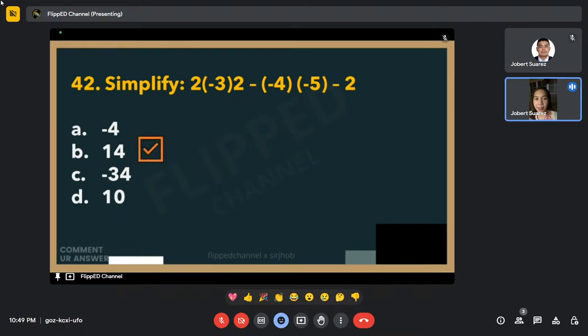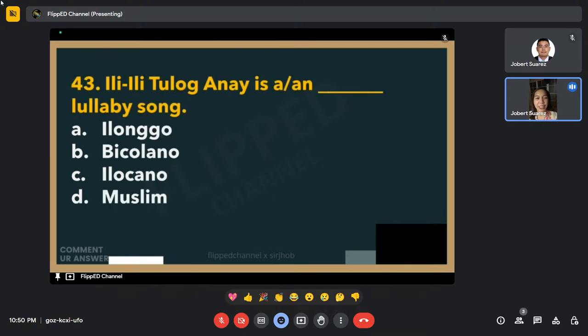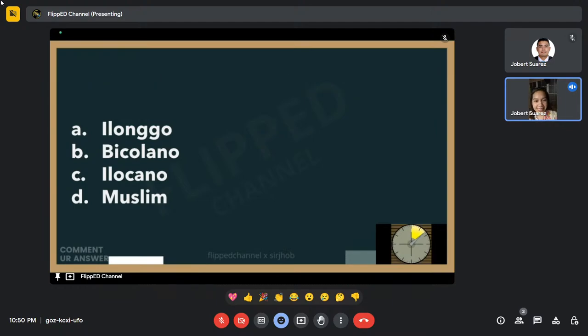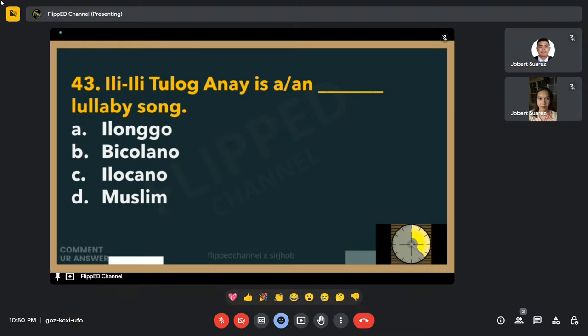Okay, we have to follow PEMDAS here, and the correct answer is letter B, 14. Okay, next, number 43, English. Ili-ili, tulog anay is a, an, blank, lullaby song. Ili-ili, tulog anay. Alright, time's up. The correct answer for this one is letter A. It's Ilonggo. Kapag nakita niyo yan, it's Ilonggo.